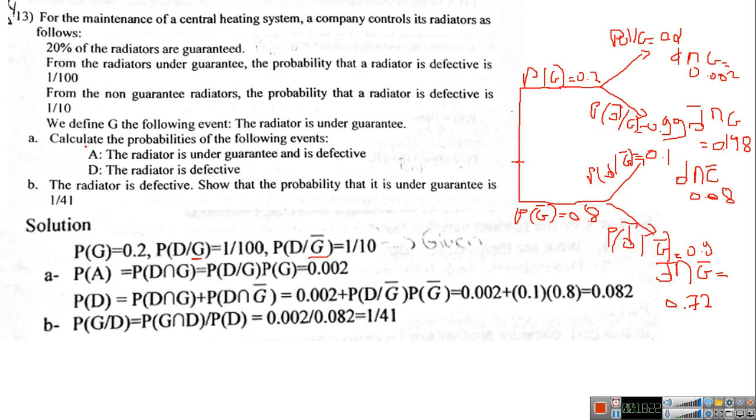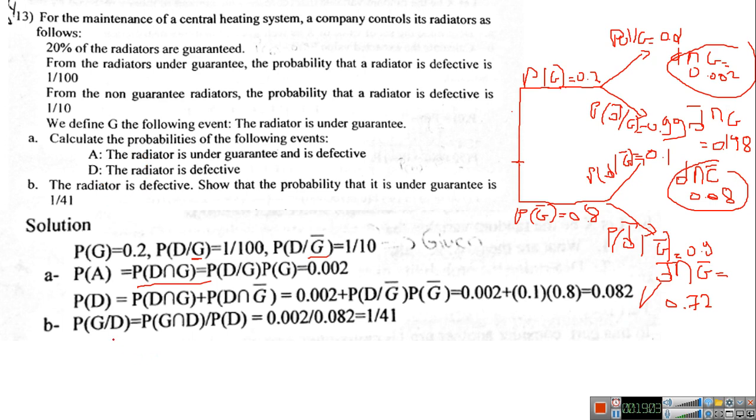So calculate the probability of the following event. The radiator is under guarantee and defective. So under guarantee and defective, it must be 0.02 as you can see from the table. For the radiator to be defective, because it's a total probability, you do D intersecting G plus D intersecting G bar. 0.02 plus 0.08, so it's 0.082. This is correct. You add these two. Now they want the vice versa.